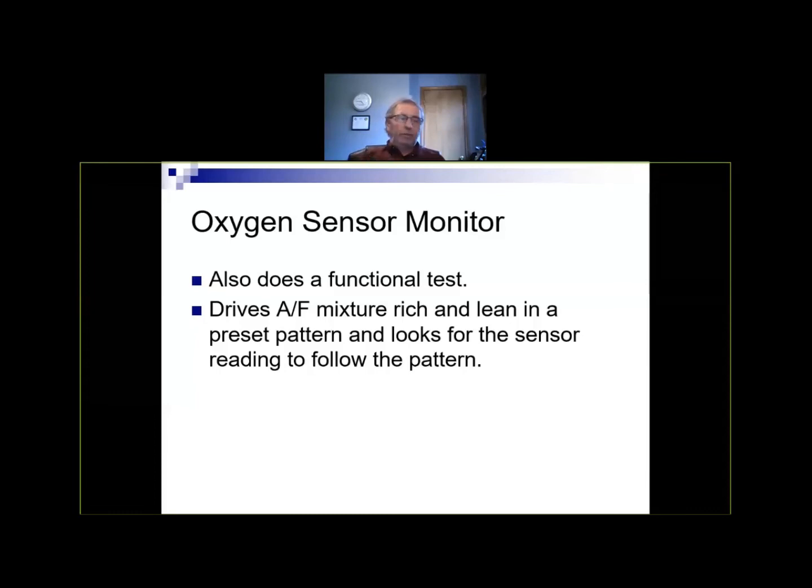If I throw more fuel at the engine, I expect that sensor to show rich. If I take fuel away, I expect it to show lean. So I can dynamically test the ability of that oxygen sensor to respond and measure what I'm doing on the input side of things.